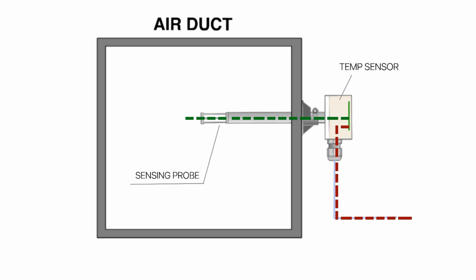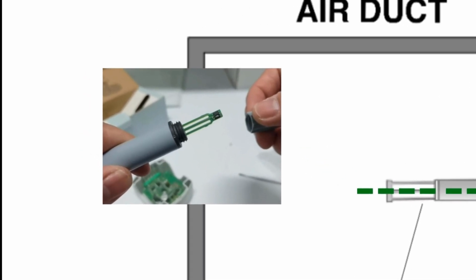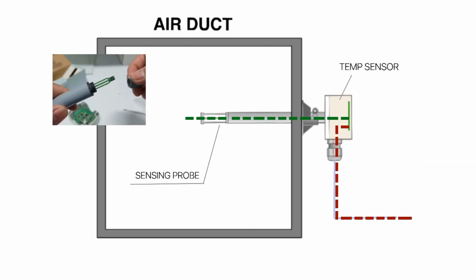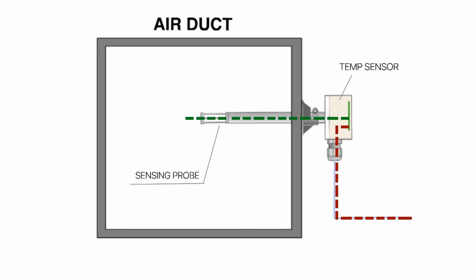In this illustration, we see a temperature sensor mounted on the AHU's supply air duct. The sensing probe has a filter cap at its tip, covering the sensing element, an SMD or surface-mounted device. Although this SMD can measure both temperature and humidity, we will focus solely on the temperature signal to simplify our discussion.